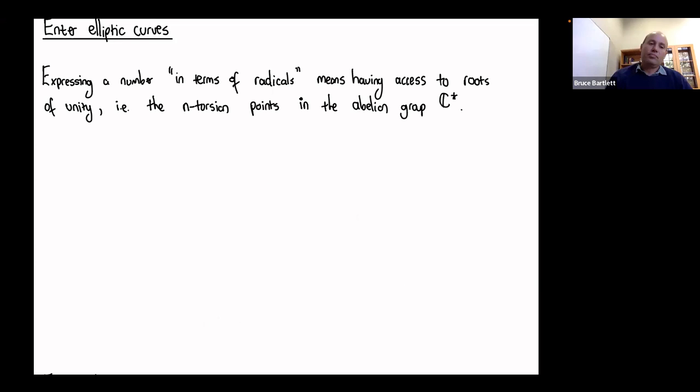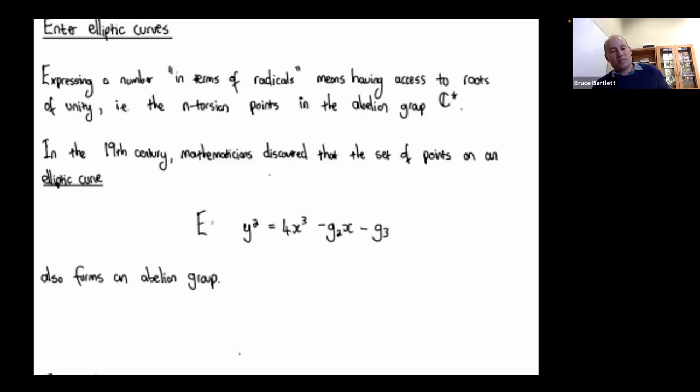So expressing a number in terms of radicals means having access to the roots of unity. In other words, the n torsion points in the abelian group C star, the non-zero complex numbers thought of as a multiplicative abelian group. The n torsion point there would be a root of unity on the unit circle. In the 19th century, mathematicians discovered that the set of points on an elliptic curve, points satisfying this equation, also forms an abelian group.